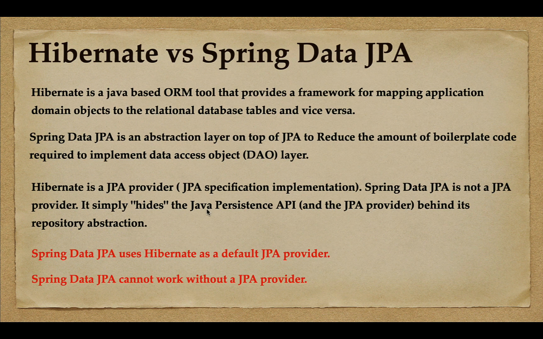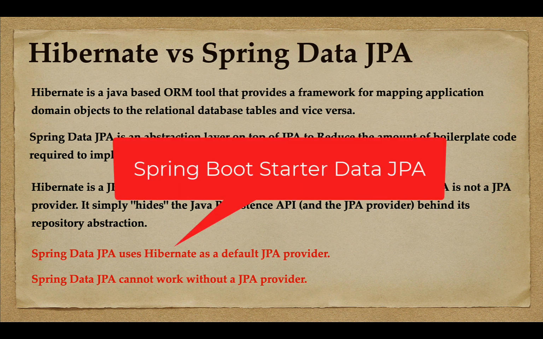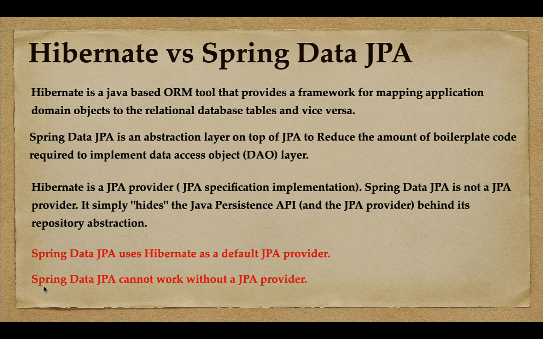Alright. Spring Data JPA uses Hibernate as a default JPA provider. Spring Boot offers a starter dependency to use Spring Data JPA in a Spring Boot project. And the Spring Boot starter data JPA dependency internally uses Hibernate as a default JPA provider for Spring Data JPA. Spring Data JPA cannot work without a JPA provider. There can be multiple JPA providers, for example Hibernate, EclipseLink, TopLink, MyBatis. So there are a lot of implementations for the JPA specification, right?